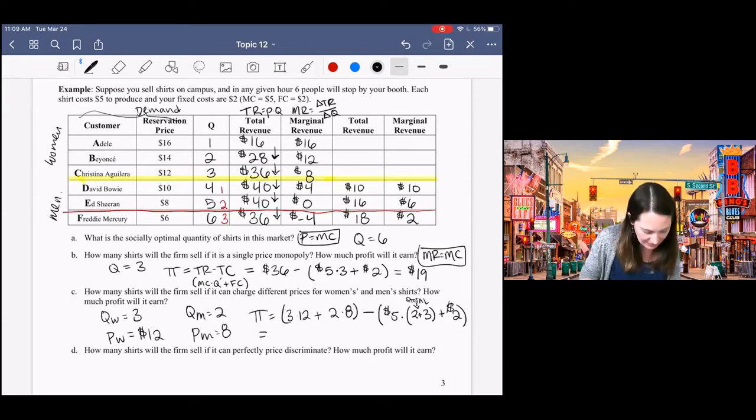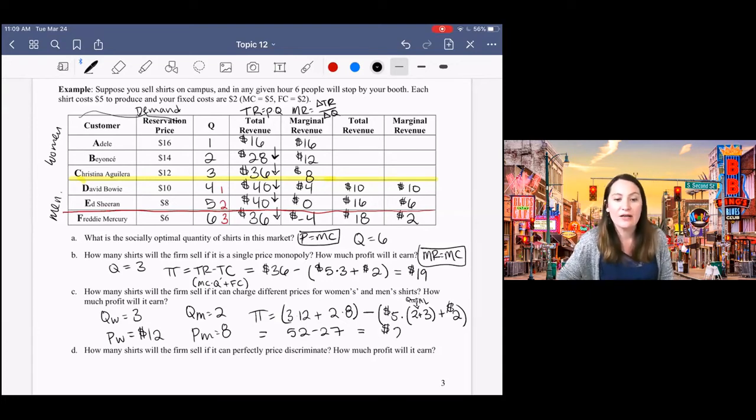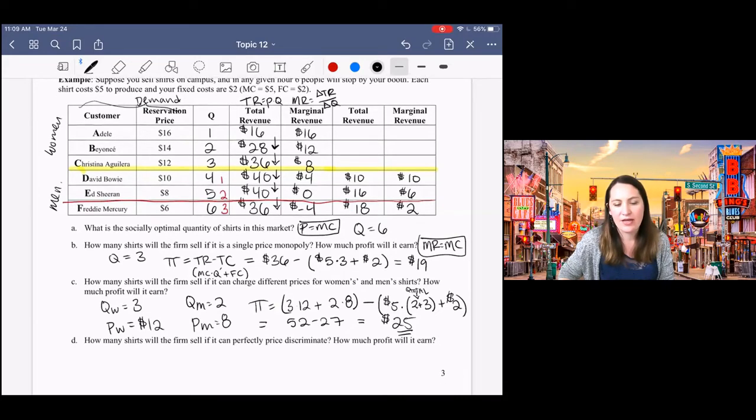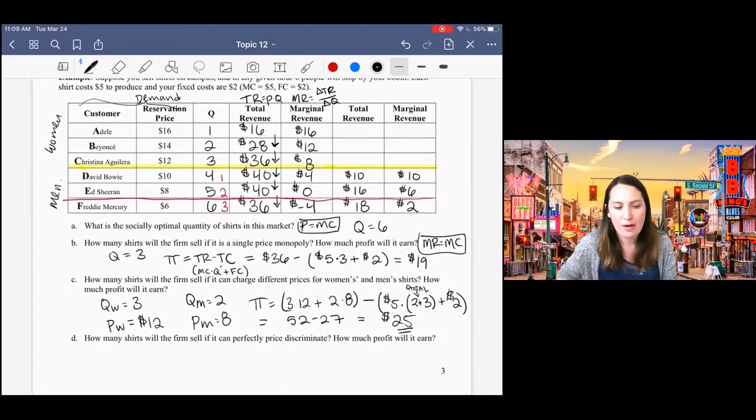So what we have here then is, let's see, that's going to be 52 minus 27, which gives me a total profit of $25. And of course, this is going to be higher than in part B, where we had single price monopoly. The whole point of price discrimination is that the firm's going to make more money. And so profit with price discrimination will always be higher than profit in a single price monopoly.